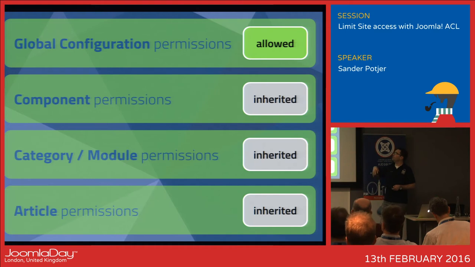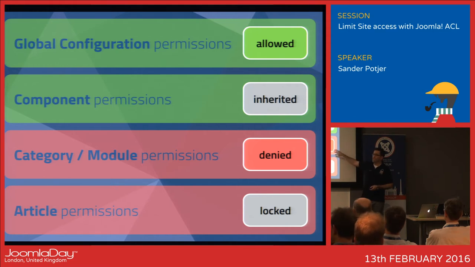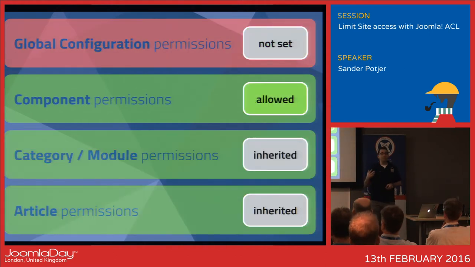So when I allow an action like create on the global configuration, it inherits down to the component, category and article permissions. So when you allow the create action on the global configuration, the user group can create something anywhere within the entire Joomla website. If you want to prevent that for a certain category, you can do that by denying it for that specific category. But you can also leave the global configuration to not set, and then only allow the create action for one component, for example, the article manager. And then they can create content within that component.